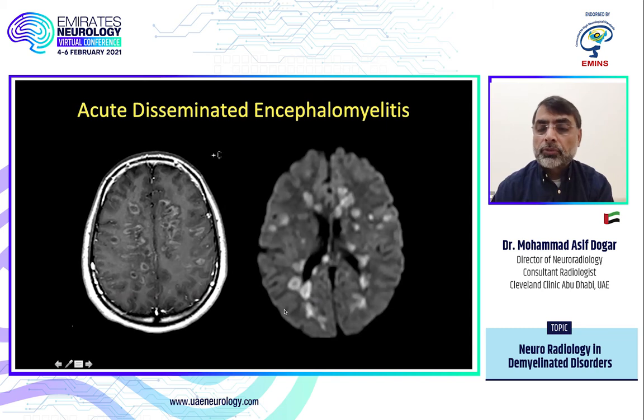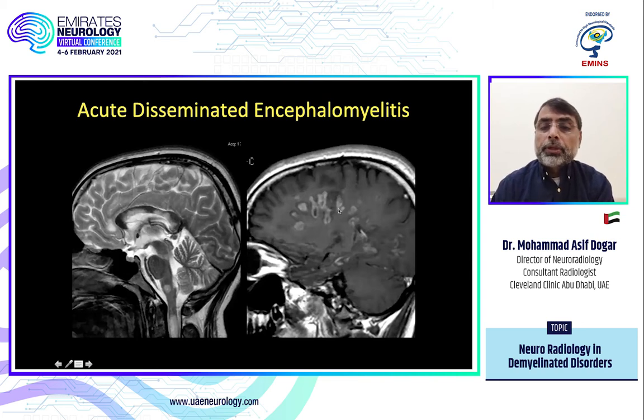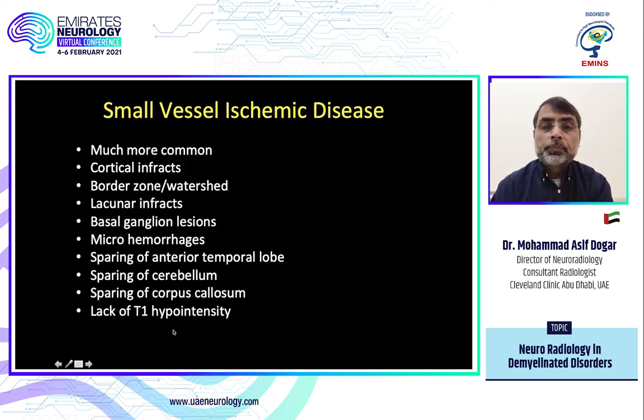Almost all of them have diffusion restriction. If you look at the T2, they are a little bit ill-defined. And again, some have complete ring enhancement, some have incomplete. But the important thing is almost all of these lesions are enhancing. Again, here, multiple lesions. As I said, sometimes they can involve the corpus callosum. And here's a typical lesion in the brainstem. The spinal cord is also involved.